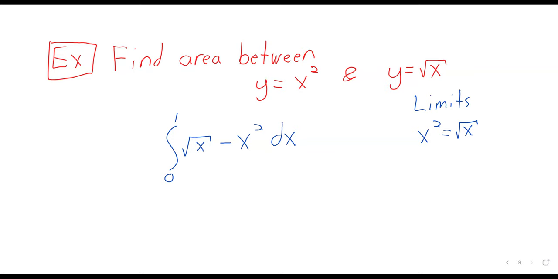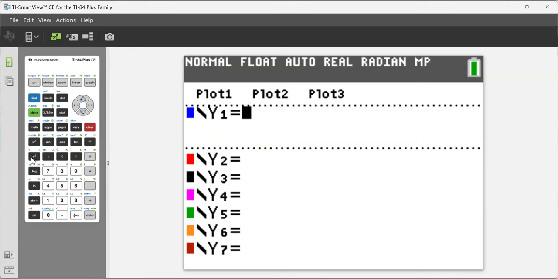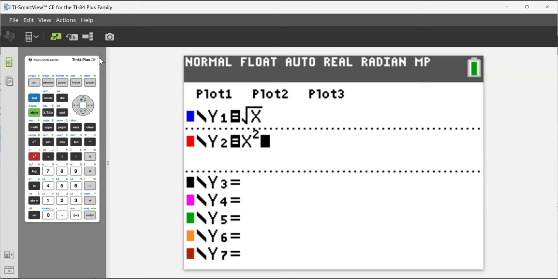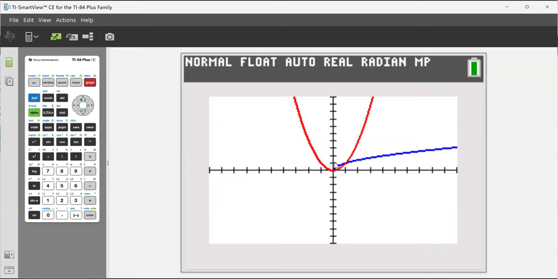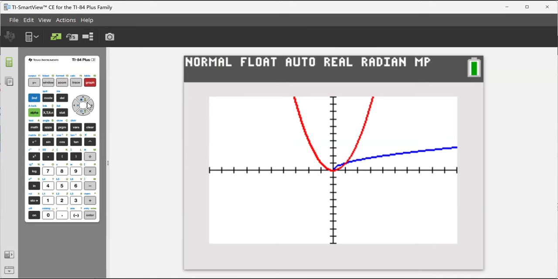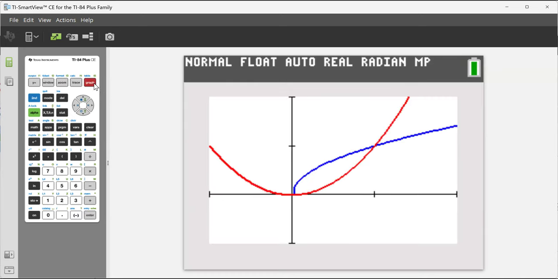Using a somewhat more primitive graphing utility, your calculator, let's take a look at the square root of x, and let's take a look at x squared. And we can sort of see this region here. Let me mess around with these viewing windows a bit so that we can see it all more clearly.